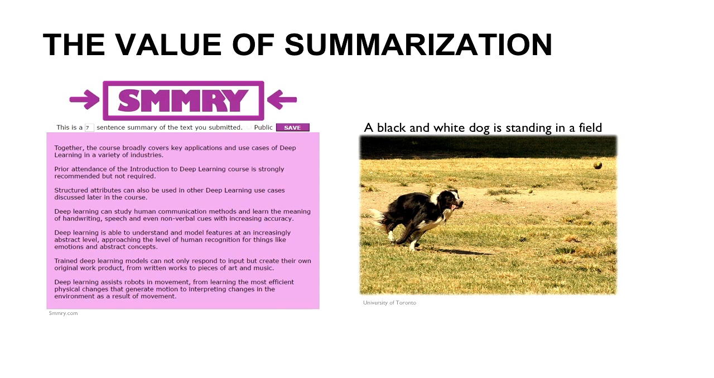So for instance, here I used a site called Summary. This is actually summarizing the abstract and some of the topics for this course. It talks about what we're covering in this course, the applications and use cases, that you don't need to attend a prior course. It talks about structured attributes that are being used in different use cases and so on. And then on the right-hand side, you can see how we can summarize images and actually extract a headline for that, a black and white dog standing in a field.